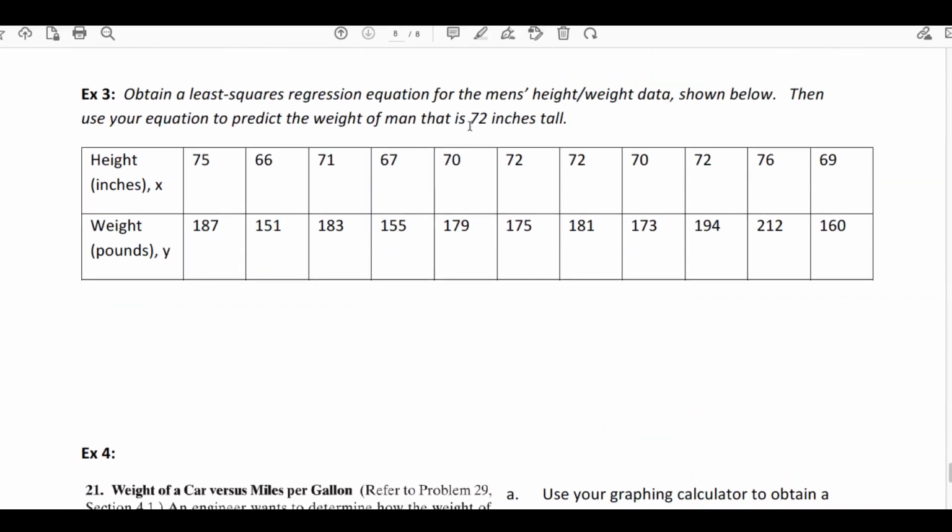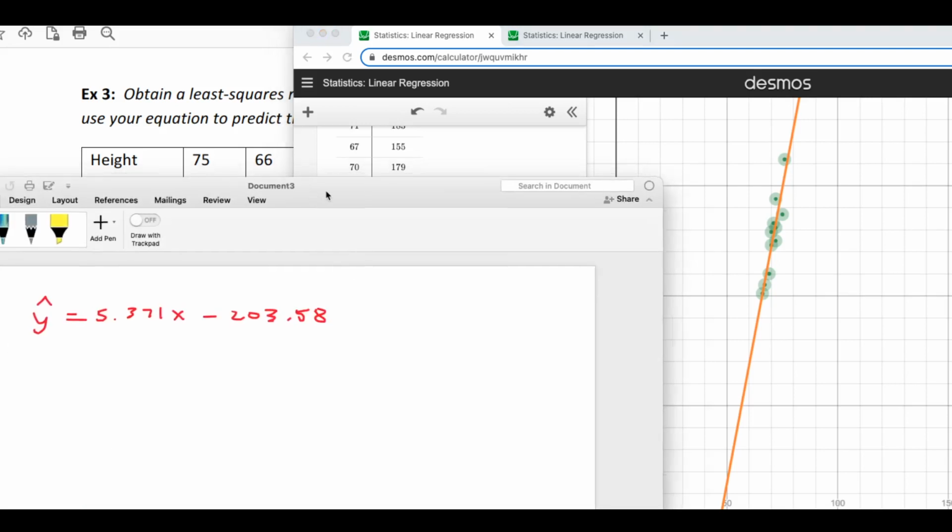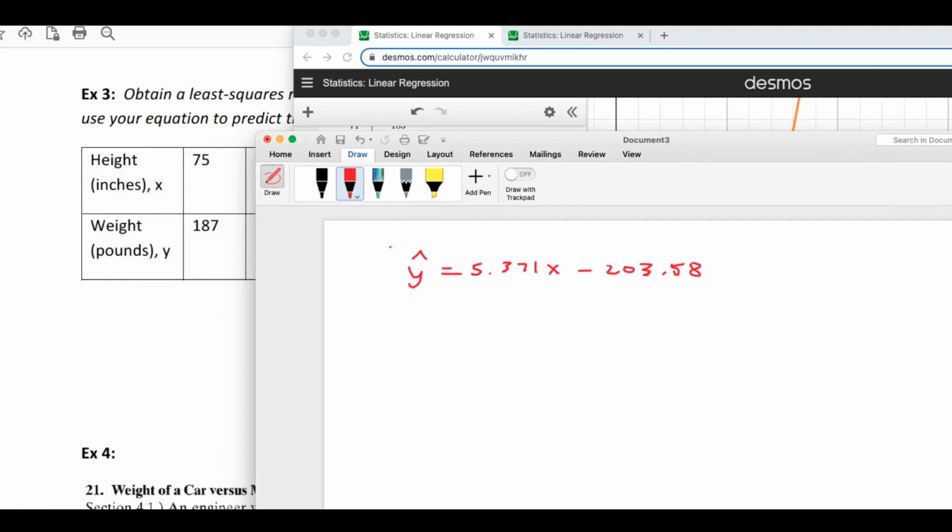Here it says, same data, find the weight for a height of 72 inches. So how do we do this one? What we do is we type this data into this graphing calculator and write down the equation using these numbers. It gives us a slope and y-intercept. So let's write y hat equals 5.371x plus negative 203.58, or we can just write minus 203.58. So we write it like this. This is the least squares equation for this data set.